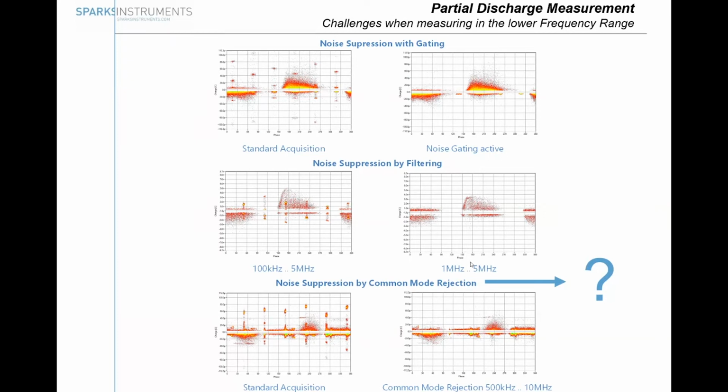So by increasing the frequency range from 1 megahertz to 5 megahertz, so only increasing the high pass filter, we have totally removed the noise. Of course, we can see slightly also the PD reduced, but just a little bit. Therefore, this is a good compromise. We have totally removed the noise and we still are able to measure in the lower frequency range.